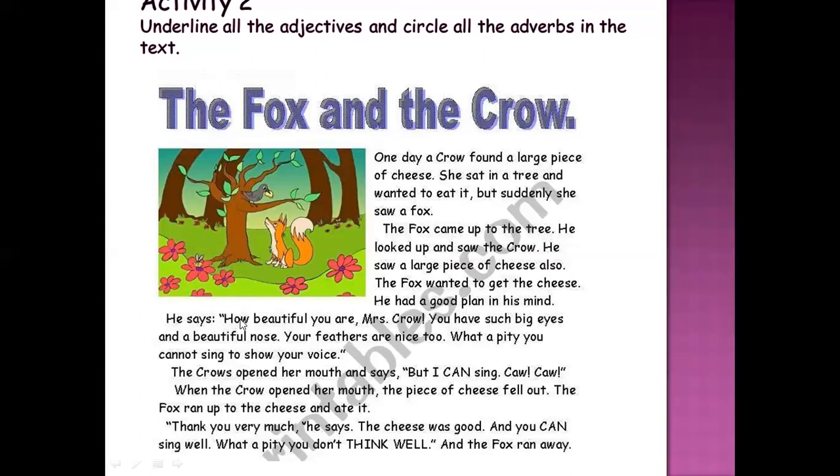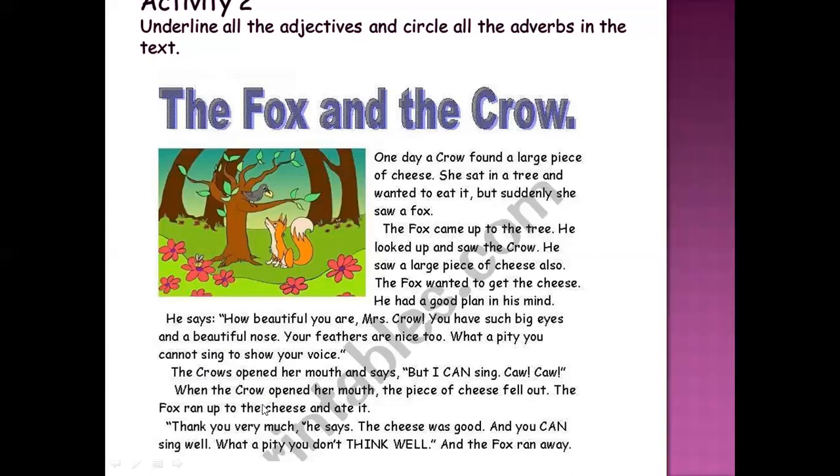He says, "How beautiful you are, Mrs. Crow. You have such big eyes and a beautiful nose. Your feathers are nice too. What a pity you cannot sing to show your voice." The crow opened her mouth and says, "But I can sing, caw, caw." When the crow opened her mouth, the piece of cheese fell out.